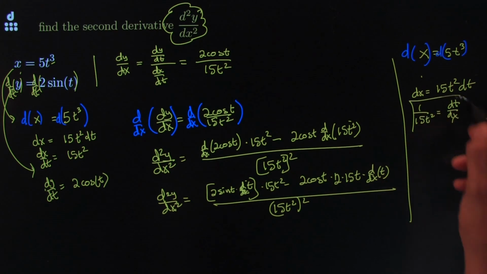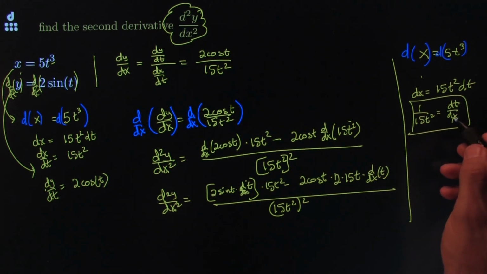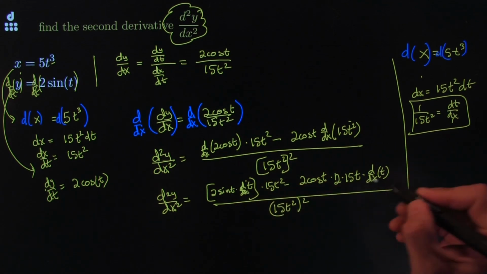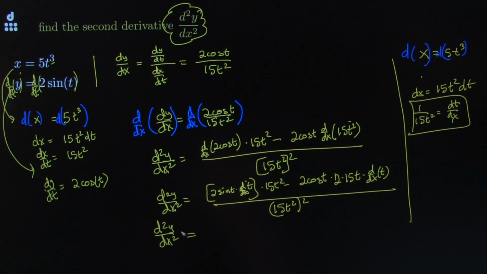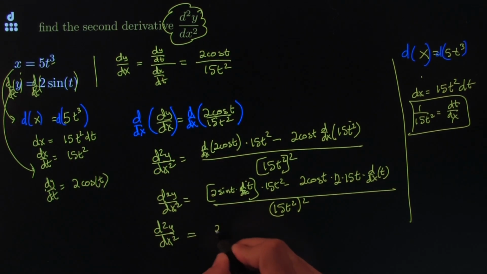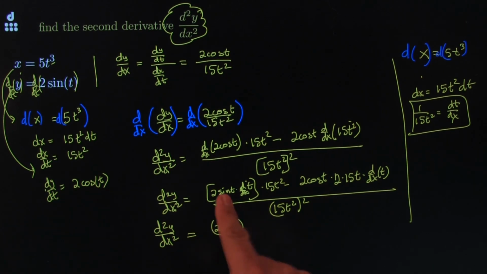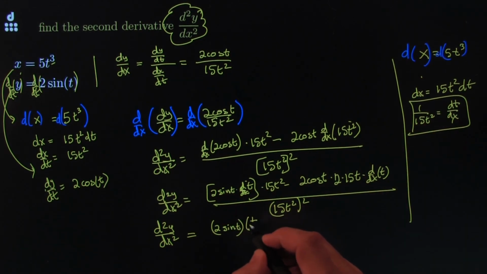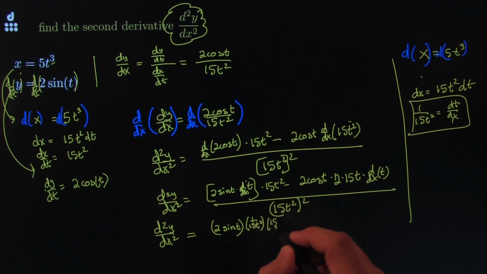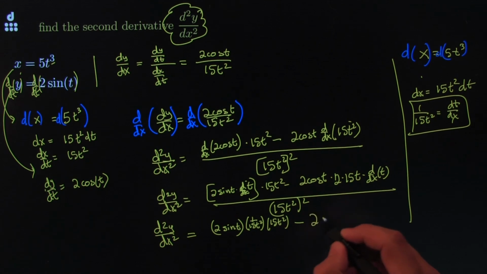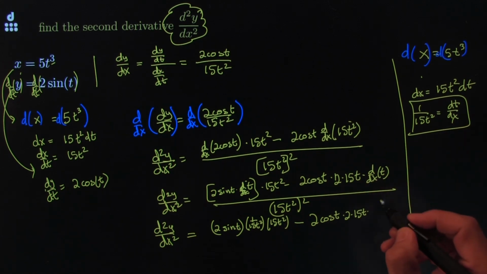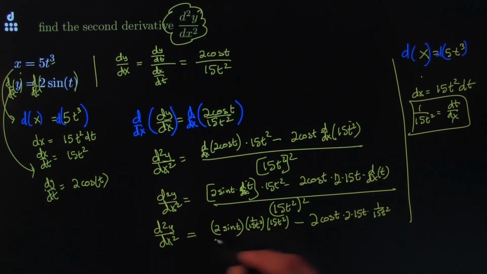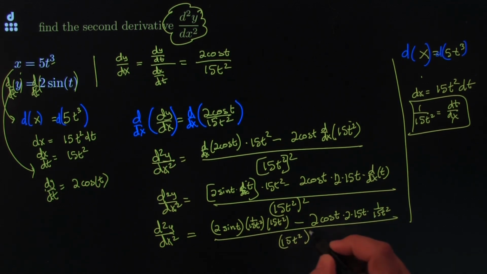So now I've got an expression for my dt/dx, which would go right here, and right here. So the final answer, the second derivative of y with respect to x, is equal to 2 times sine t, that's this piece, times 1 over 15t squared, times 15t squared, minus 2 times cosine of t times 2 times 15t, again times dt/dx, 1 over 15t squared, all that over 15t squared squared.